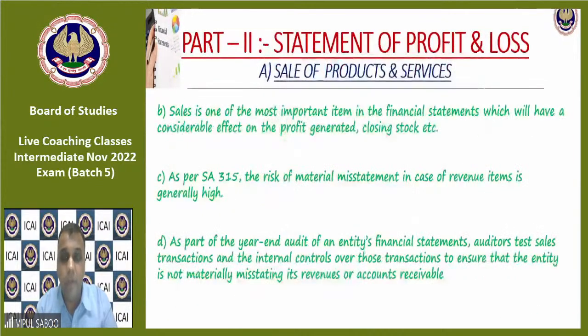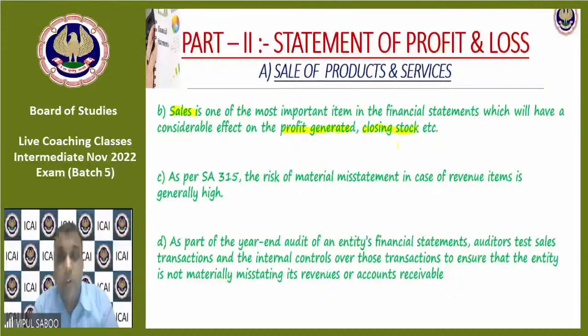Now, sales is one of the most important items in the financial statements, which will have a considerable effect on the profit generated. More the selling price, more the profit. More the quantity, more the profit. If you are able to control your variable costs, because you cannot control your fixed costs. If you are able to control your variable costs, obviously more sales can result into more profits, right? It will impact closing stock as well.